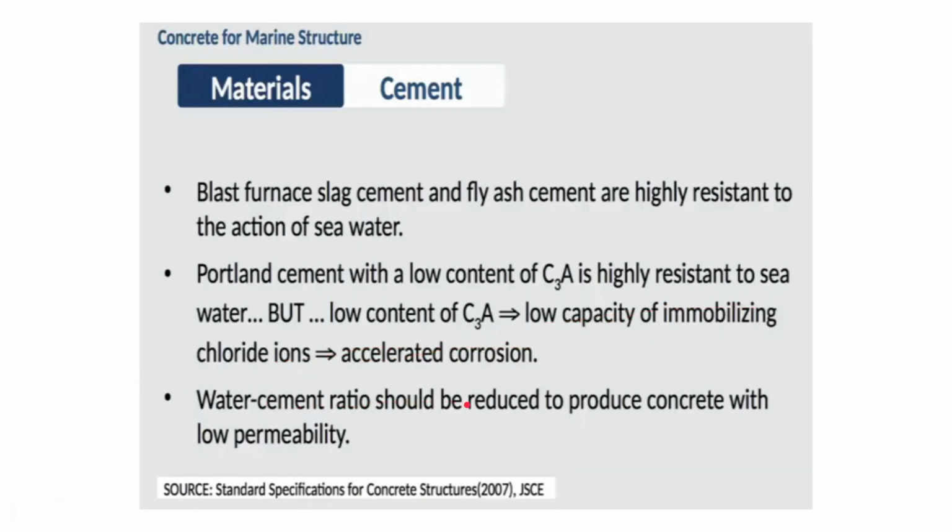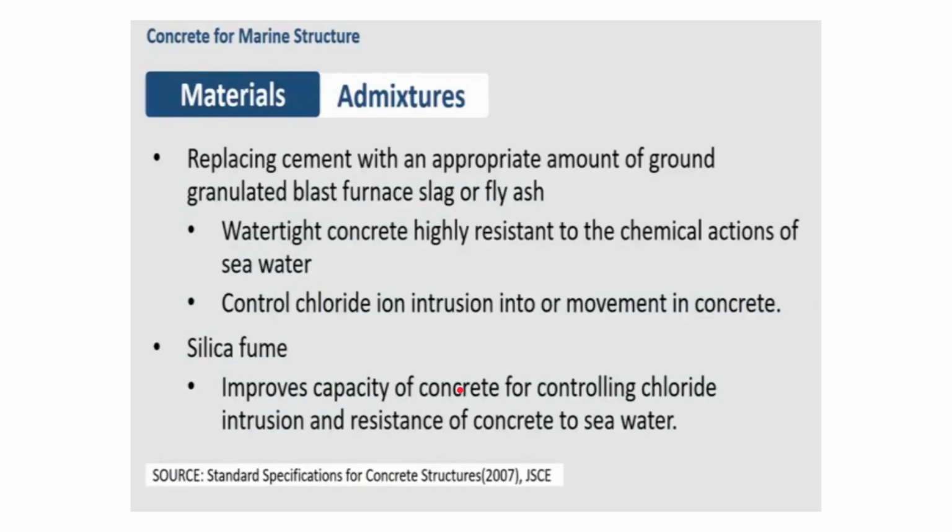Water cement ratio should be reduced to produce concrete with low permeability. As we know, the lower the water cement ratio, the lower the voids due to the evaporation of water, and that will result in lower permeability and greater strength. So replacing cement with an appropriate amount of GGBFS or fly ash is important. Watertight concrete is highly resistant to chemical actions of seawater, and it will also control chloride ion intrusion into the concrete. Both are achievable using the mineral admixtures.